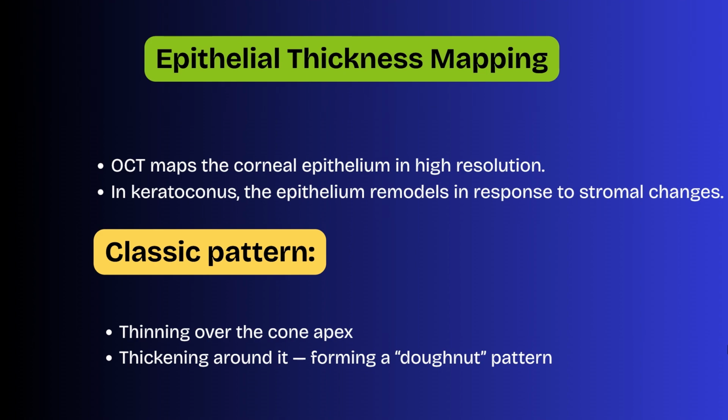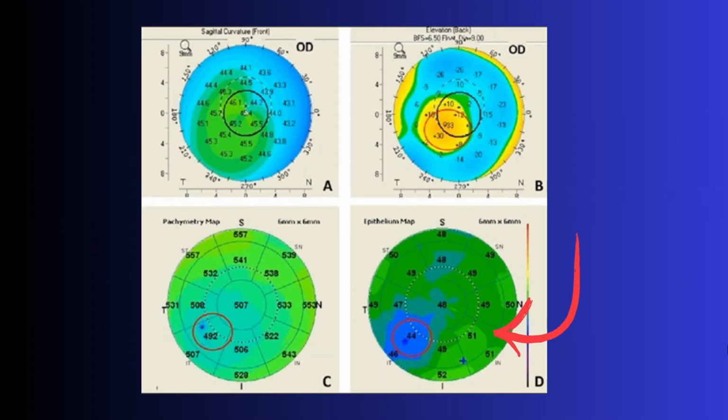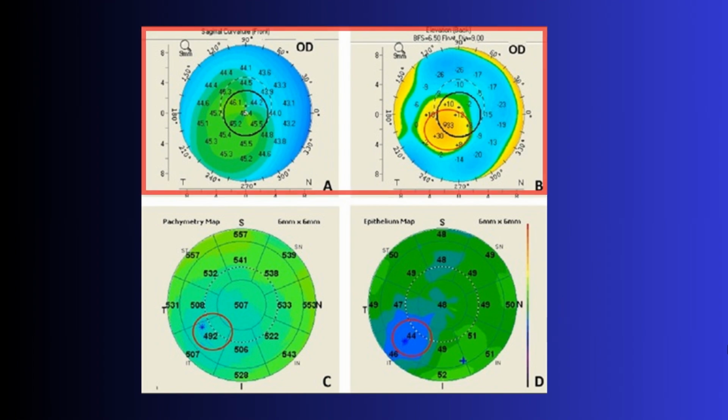As a result, in very early or subclinical keratoconus, the cone may not be visible on anterior surface topography because the epithelial layer is effectively masking the irregularity. So how does OCT help? By mapping the epithelial thickness, the anterior segment OCT can detect this localized epithelial thinning at the apex and compensatory thickening in the periphery. And these subtle changes may be missed on standard topography but are easily picked up on epithelial maps.